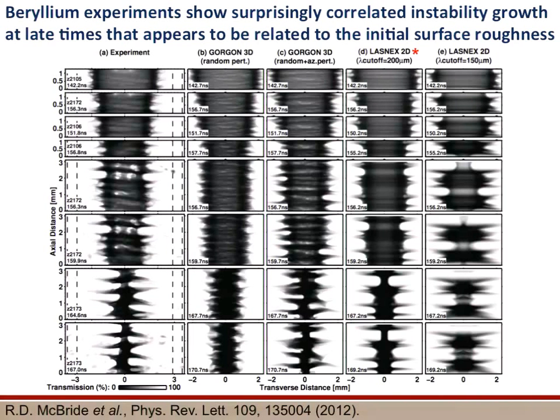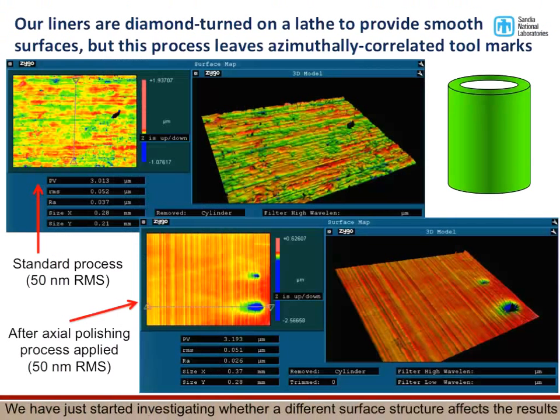But why do we have to have this azimuthally seeded perturbation in the 3D Gorgon simulations? Well, if we look at the surface finish of our liners, it turns out they're not perfectly smooth, although they're very, very well machined, down to 50 nanometers for beryllium. They have fine azimuthally correlated scratches on them from the lathe that they're manufactured on. So we're interested to see if we can affect that correlated structure by changing that azimuthally correlated, or horizontal, structure to a vertical, axially correlated structure. We're doing that through polishing, and we're going to be testing that shortly. We've done some tests, but they were a little inconclusive, so we're going to follow up with that some more.